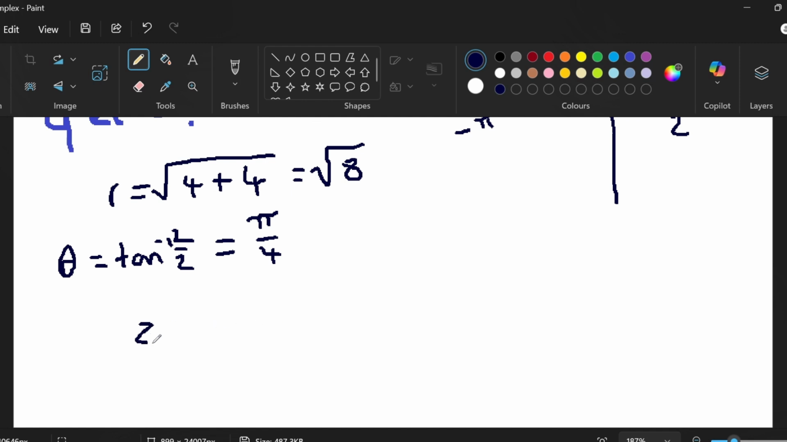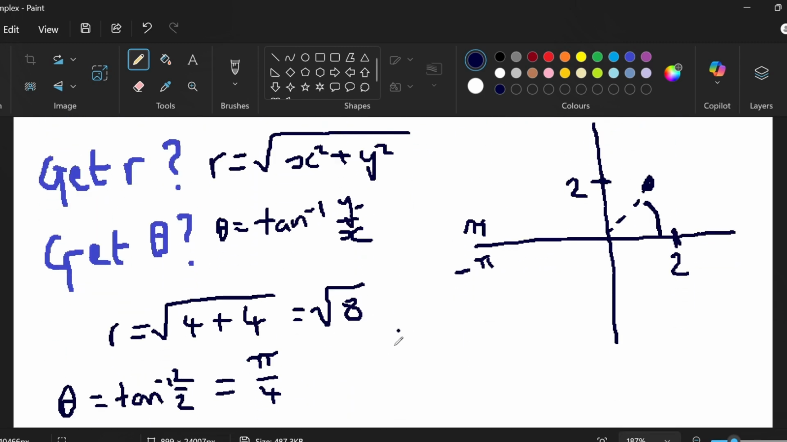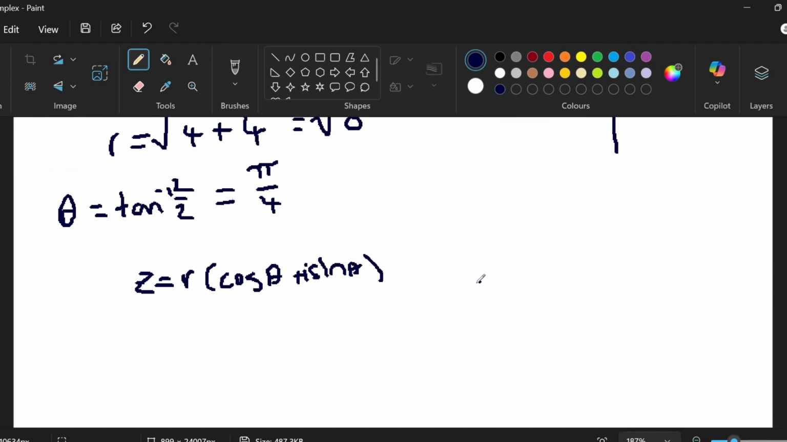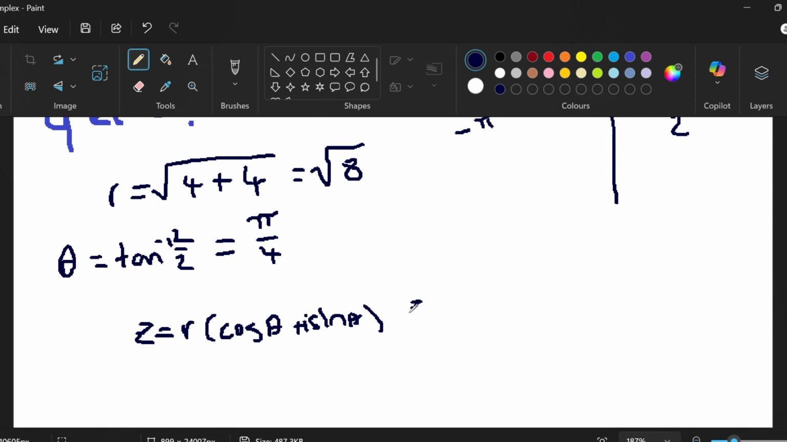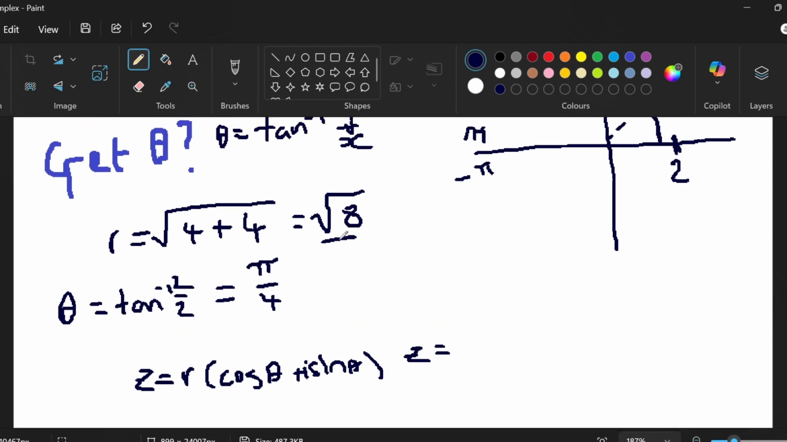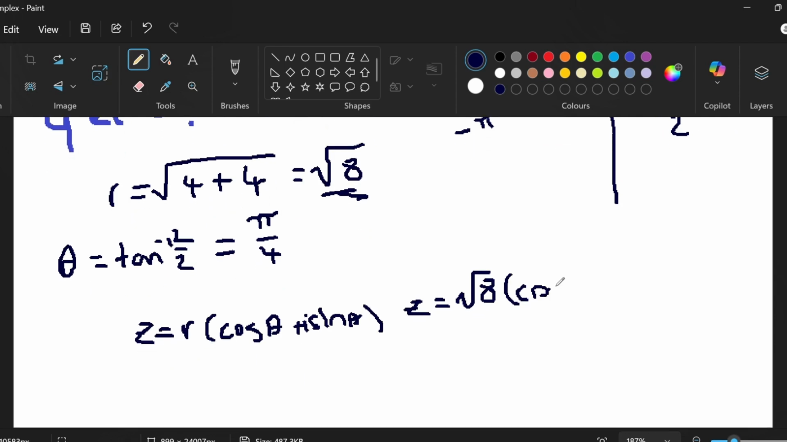And then I just go ahead and use my formula for the polar form, which is r cos theta plus i sine theta. And I get that this number z, when in polar form, is going to be equal to the square root of 8 as r times cosine pi over 4 plus i sine pi over 4. And this is polar form.